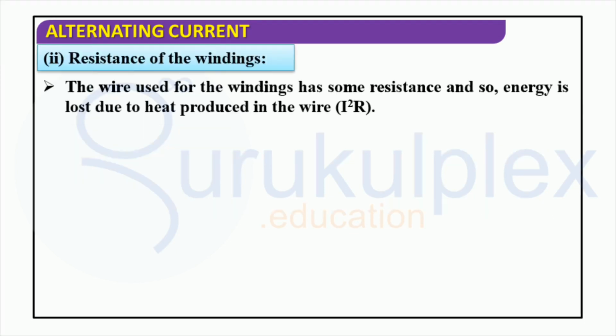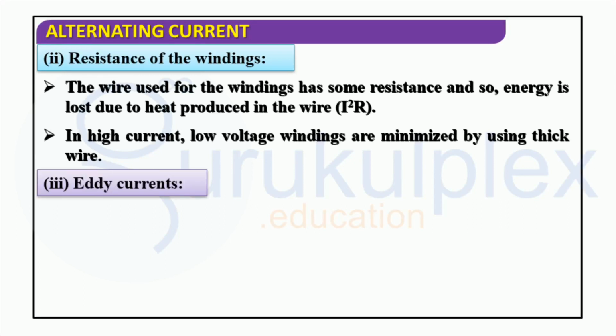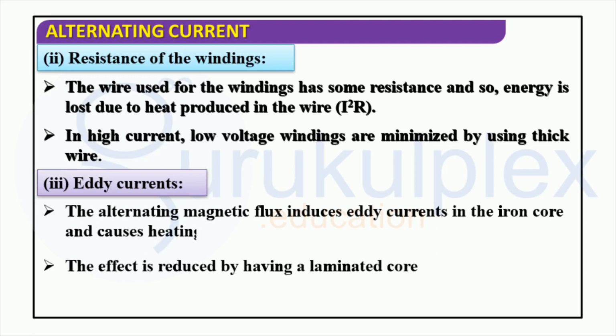Windings used in alternating currents have resistance, which results in energy loss due to heat production in the wire, proportional to current and resistance. To minimize losses in high current windings, thicker wire could be used. Furthermore, when alternating magnetic flux induces eddy currents in an iron core, core heating can occur. To reduce this effect, a laminated core can be employed.